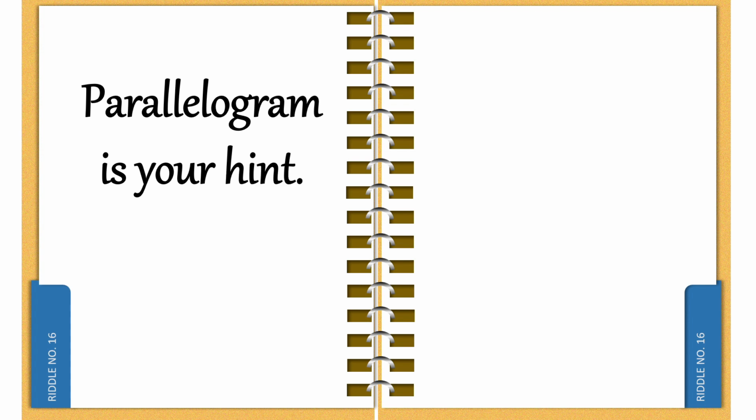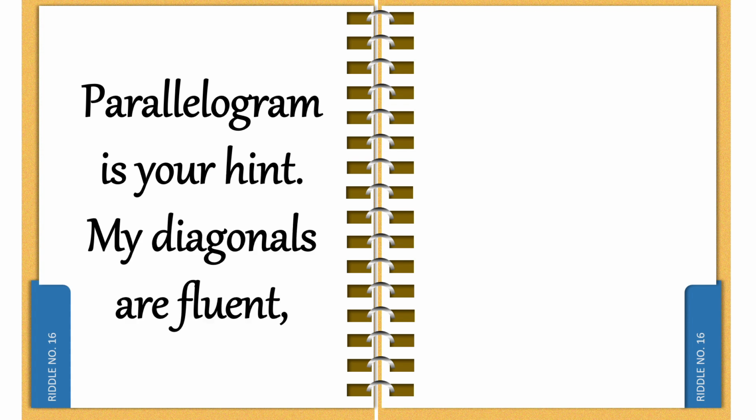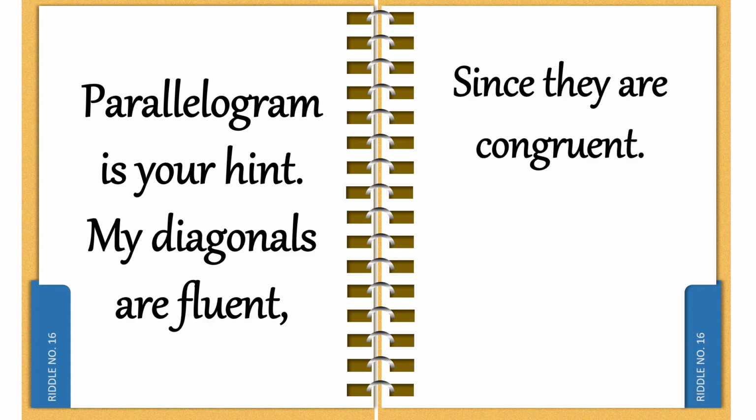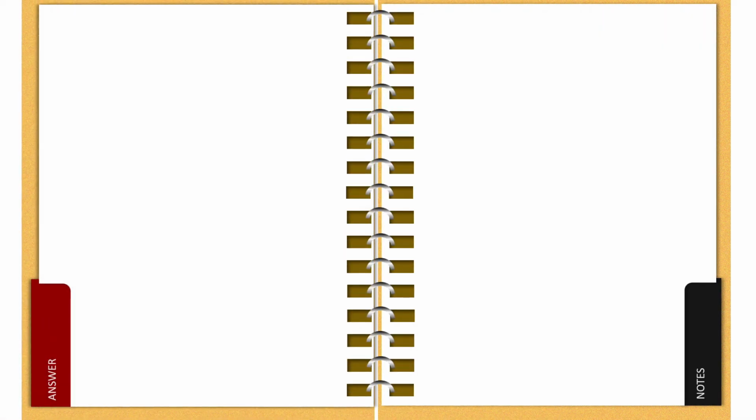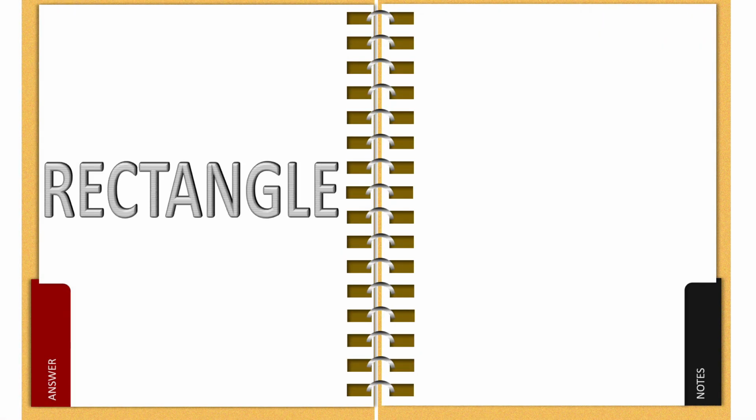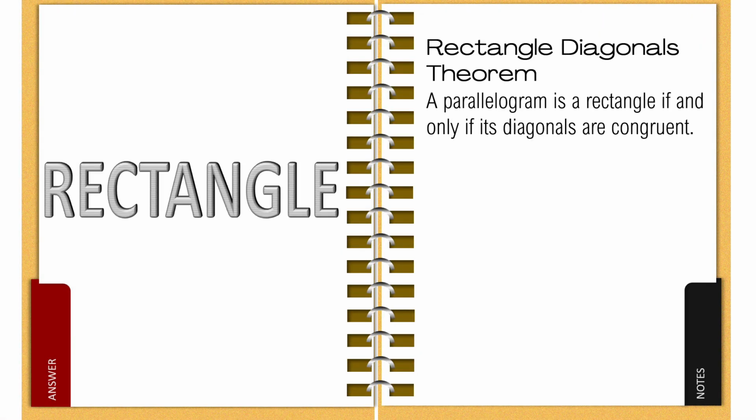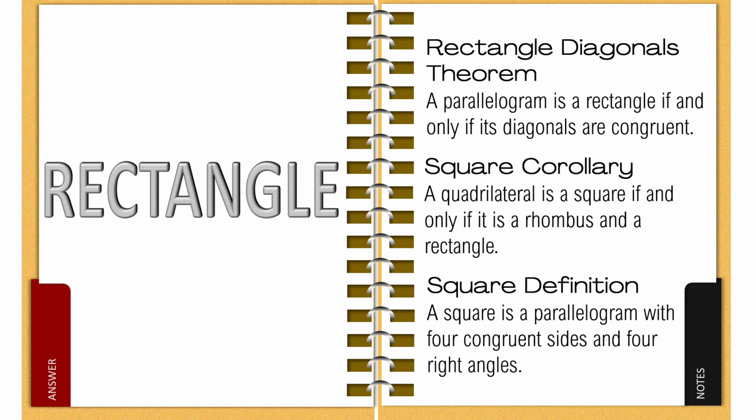Parallelogram is your hint. My diagonals are fluent, since they are congruent. Is solving this puzzle your bent? Rectangle is the correct answer. Here's the theorem that supports the answer. Remember, a square is also a rectangle where it obtains its congruent diagonals.